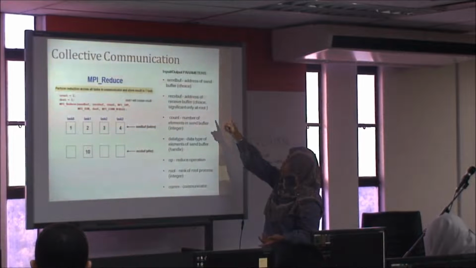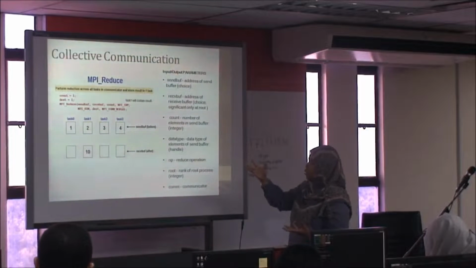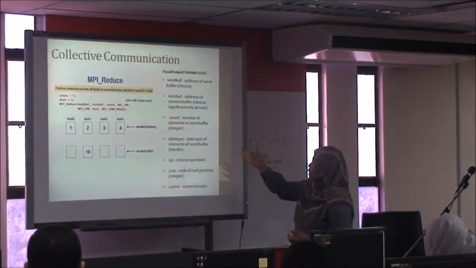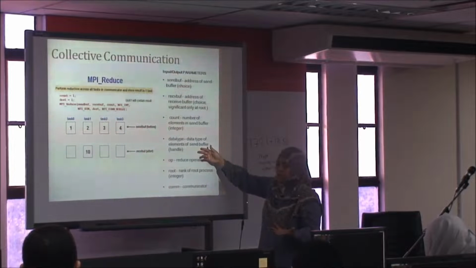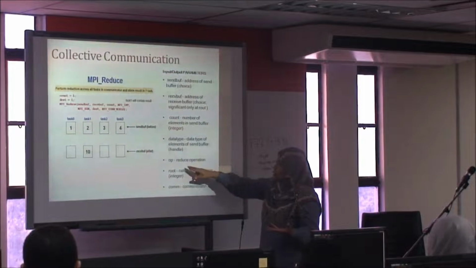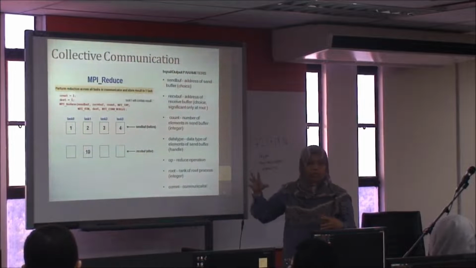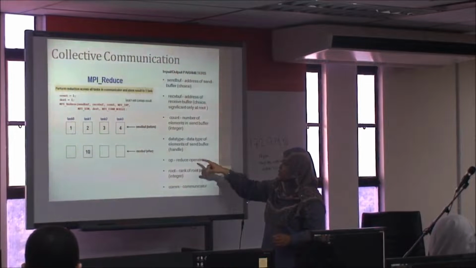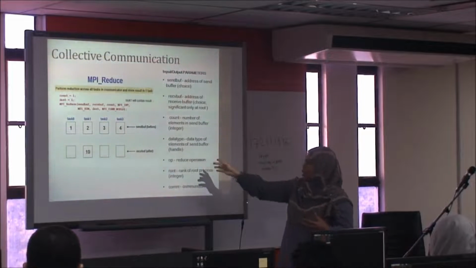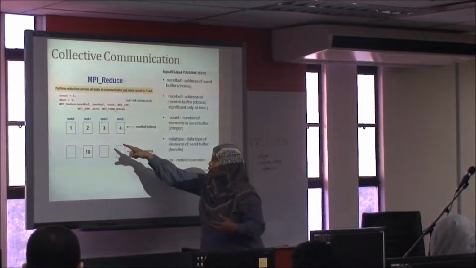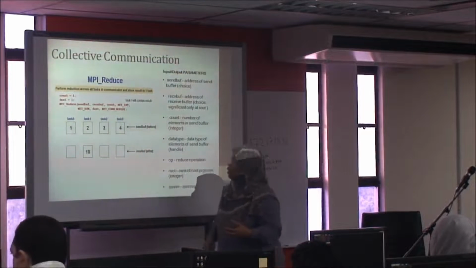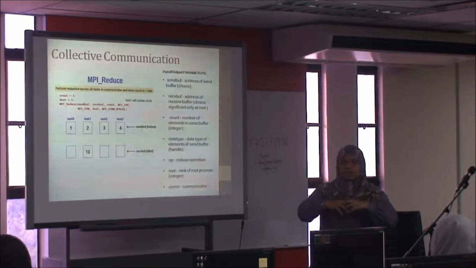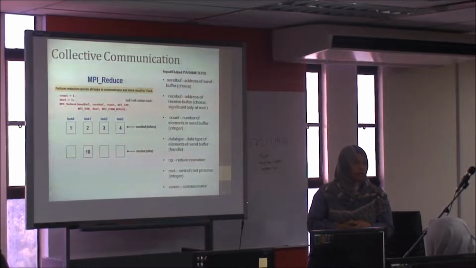So the first thing is sendbuf is the address of the send buffer, and then recvbuf is the address of the receive buffer. Count is the number of elements in the send buffer. Datatype is the data type, so we are using integer. Operation is the reduce operation. There are a few operations, and right now we are using MPI_SUM. Destination is where all the results go. Here the destination is 1. It's task 1, MPI_COMM_WORLD. So the destination gathering all the results is at task 1, or processor 1.